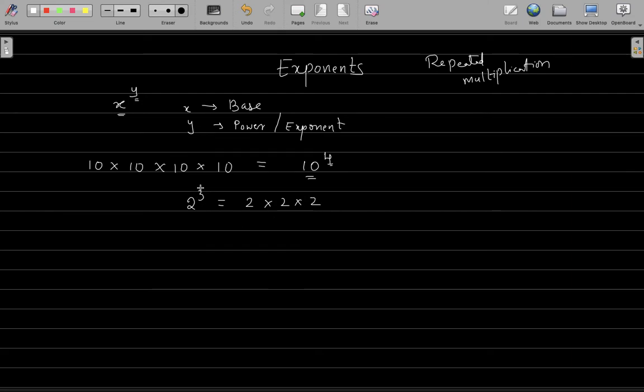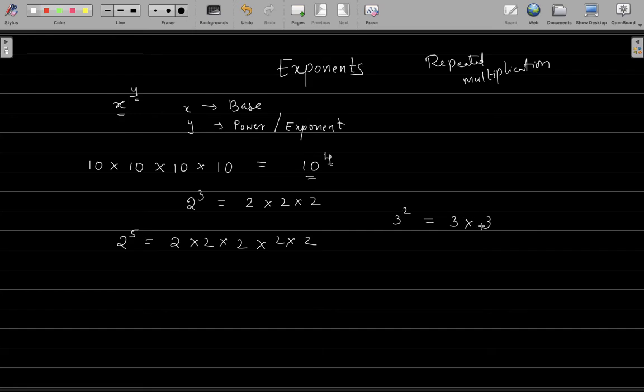So whenever I write an exponent, something like 2 power 3, or some number raised to the power of some other number, some base raised to some power, we mean that the base is getting repeatedly multiplied with itself this power number of times. You understand? Suppose I have 2 power 5. I mean that I am multiplying 2 with itself 5 times. That is 2 times 2 times 2 times 2 times 2. If I have 3 power 2, I mean I am multiplying 3 with itself 2 times.